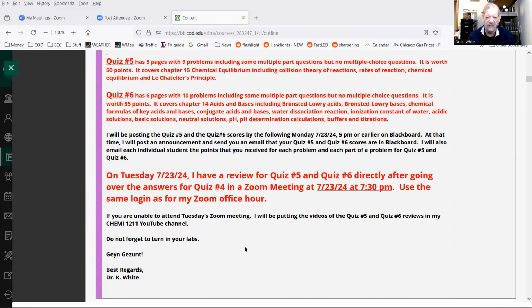You should know what a Bronsted-Lowry acid is. What's a Bronsted-Lowry base? You should know the chemical formulas of key acids and bases. In other words, identify things as acid or base. You should understand how to identify an acid-base equilibrium. What's the acid? What's the base? What's the conjugate acid? What's the conjugate base?